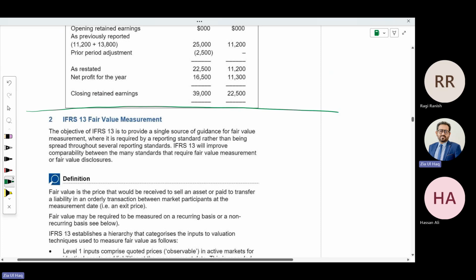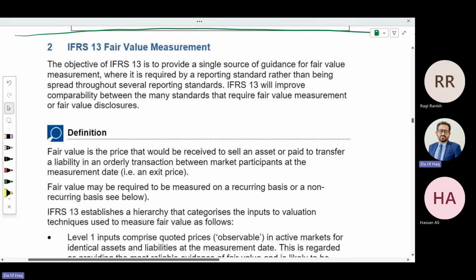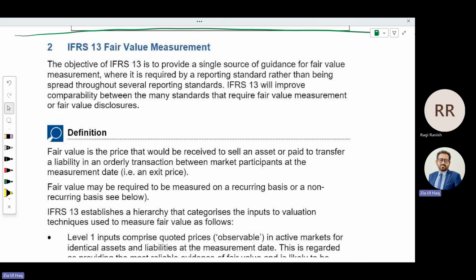IAS 8 completed. Now we are moving towards another accounting standard, IFRS 13. Fair value measurement. Only theoretical based standard. There's no calculation involved in this standard. Fair value measurement. All right.